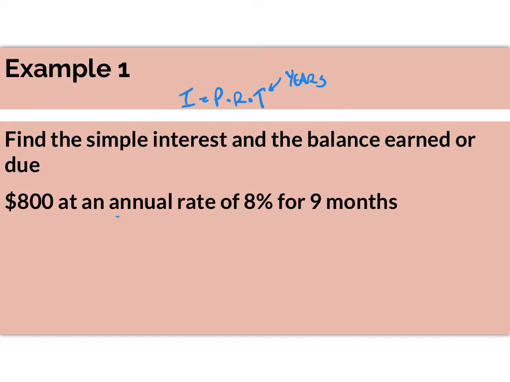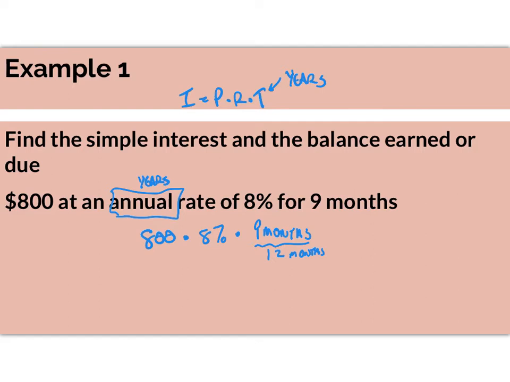So annual, meaning years. So your time is going to dictate. So we're just going to take 800, times it by 8%, times it by 9 months. But be careful, this 9 months is not years. So how do you turn months into years? Well, you divide it by 12. 12 months is 1 year. So make sure you convert your numbers to years.